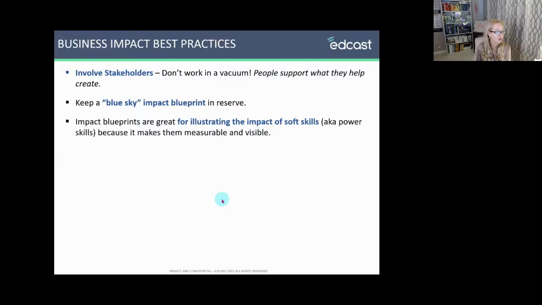So impact blueprints are great for illustrating the impact of soft skills because it makes them measurable and visible. I'm going to show you one in a minute that I did for a diversity and inclusion department. So let's say we've got a leadership program. Here's the question. What do you expect? If you came to me and said, Stacey, we need to measure the impact of the leadership program, I'd say, why do you need a leadership program? Think about it. I'm starting over on the right-hand side of the map. I'm saying, why? Well, because we know we need strong leaders. Why do you need strong leaders? Because we need to keep our employees focused on the task. What employees need to stay focused on the task? So I would ask you why questions to get through what you want the impact to be.